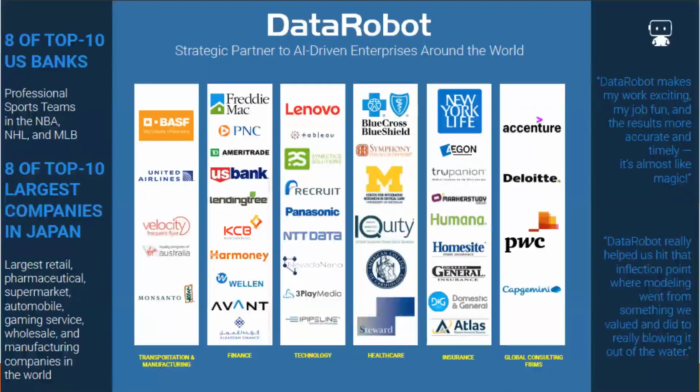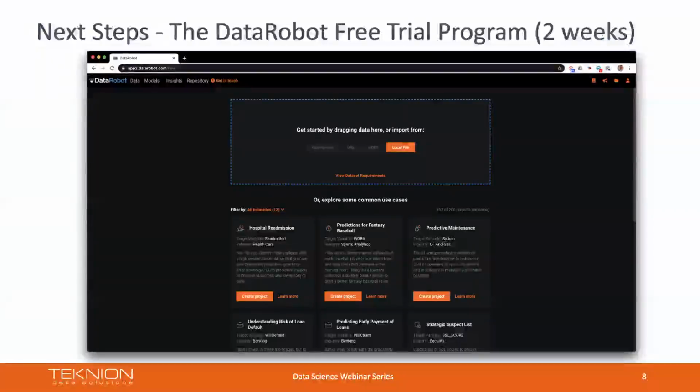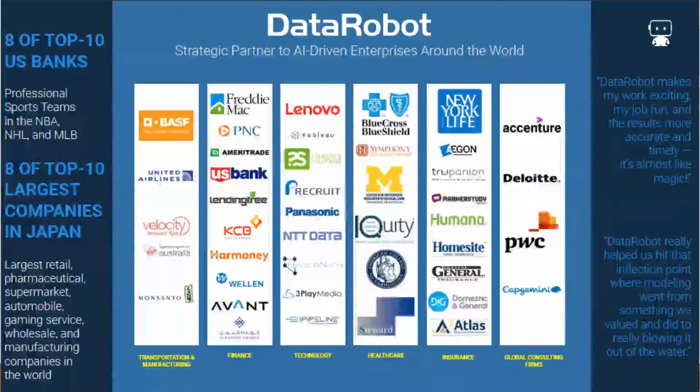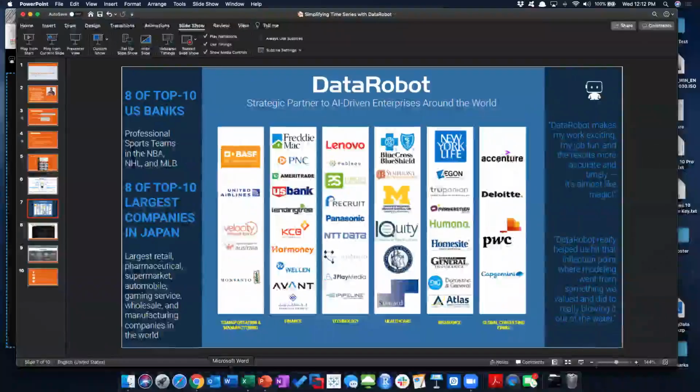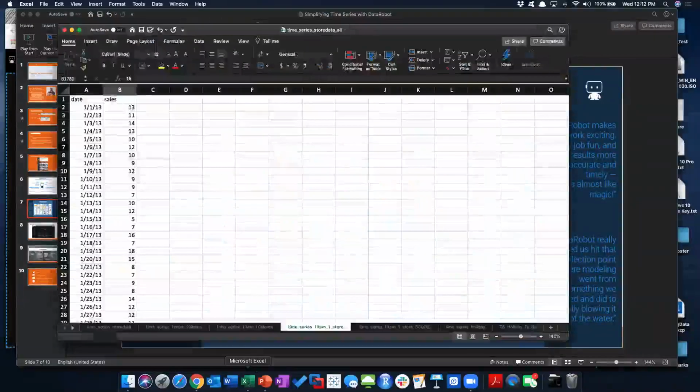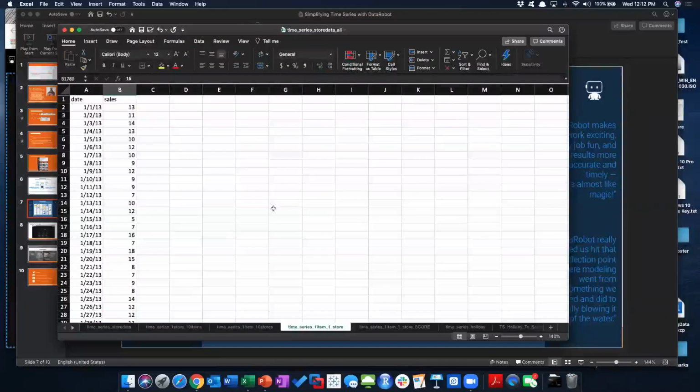Okay, so that's just a quick primer on DataRobot. What I want to do now is switch out of here and talk about the data that we're going to be analyzing today. I'm going to show you 3 different data sets, and I think we have plenty of time to do each one.